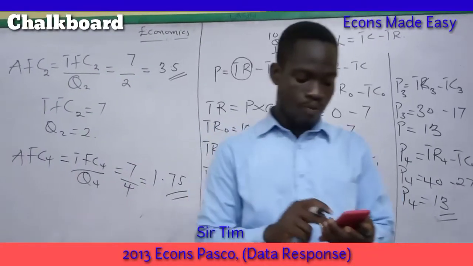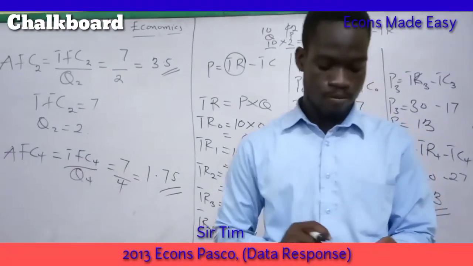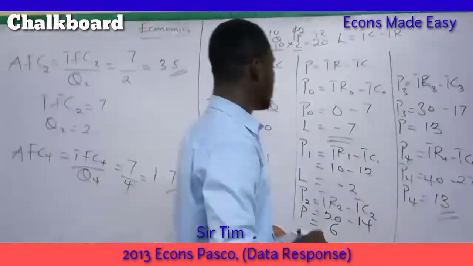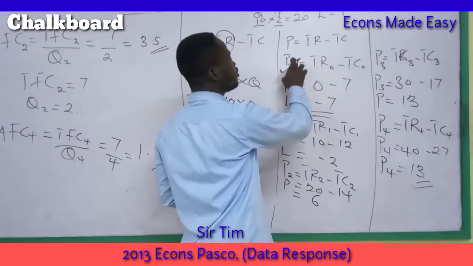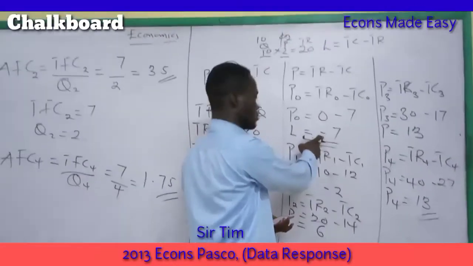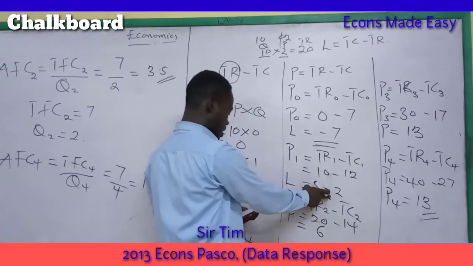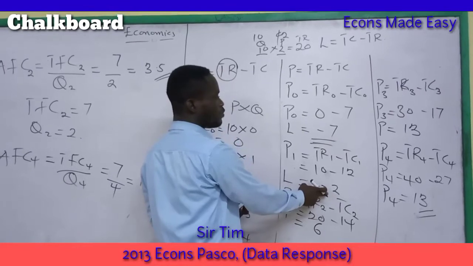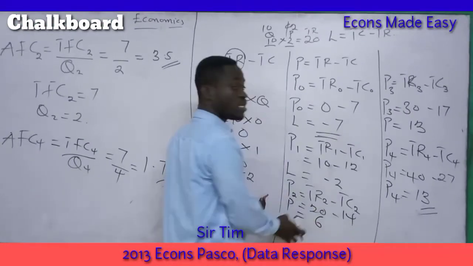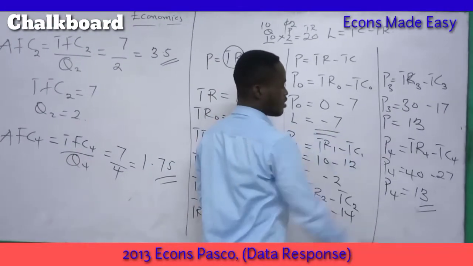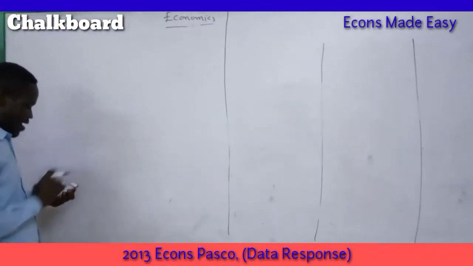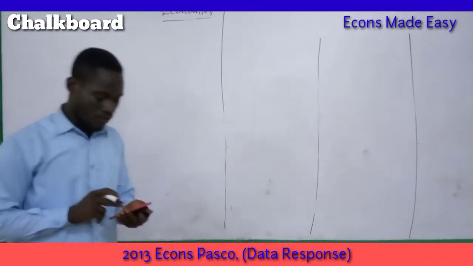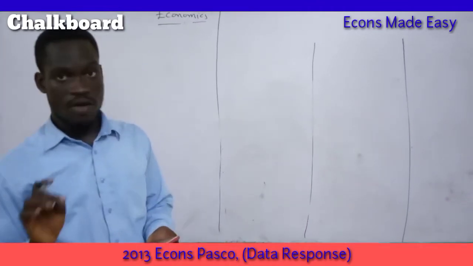So we are done with the profit aspect now. So now this first output 0, we are going to incur loss. Output 2, we are going to incur loss. And now output 3, we are getting a profit. And output 4, we are getting a profit. We are done with the finding for average fixed cost for output 0, 2, and 4.